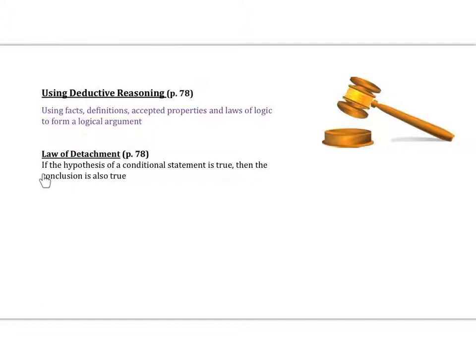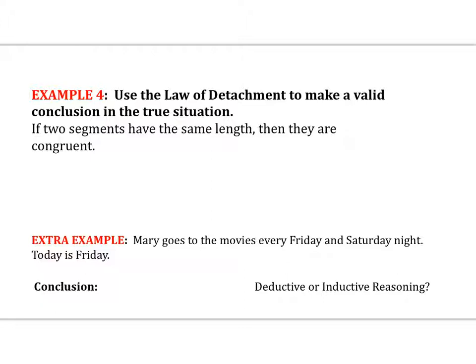And then we have what's called a law of detachment. This happens if the hypothesis of a conditional statement is true, then the conclusion is also true. Let's consider the following example. Use the law of detachment to make a valid conclusion in the true situation. Here's our situation. If 2 segments have the same length, then they are congruent.